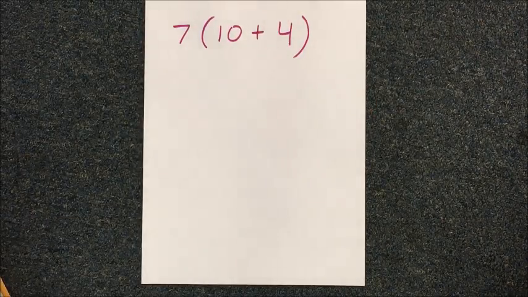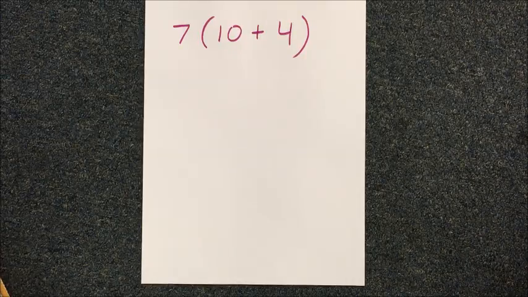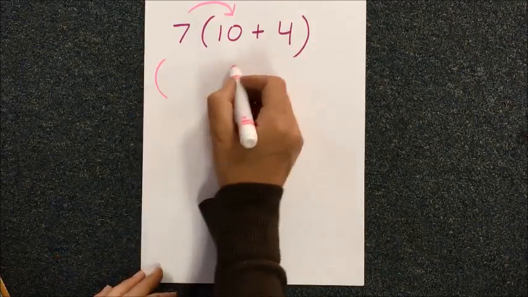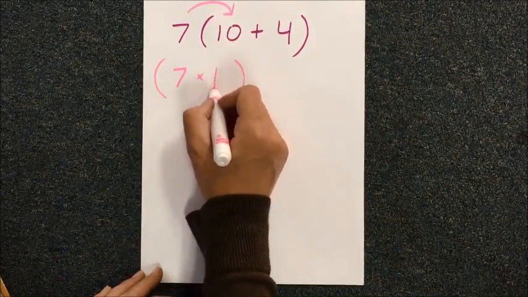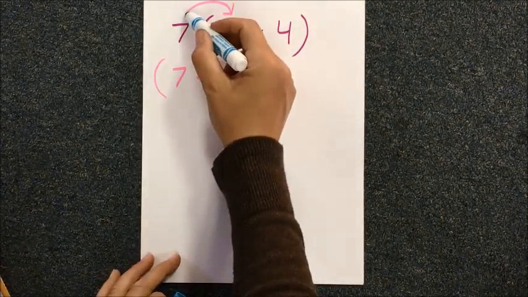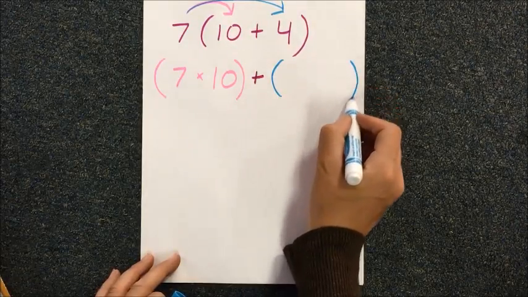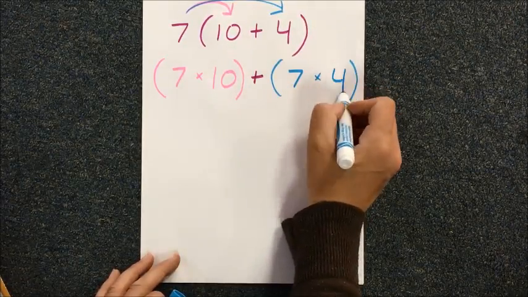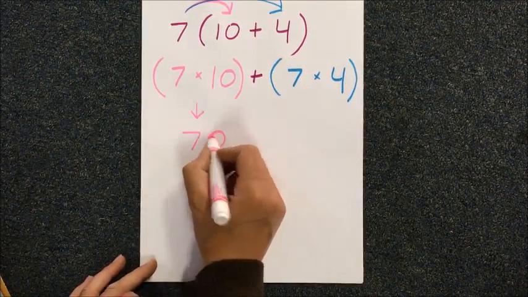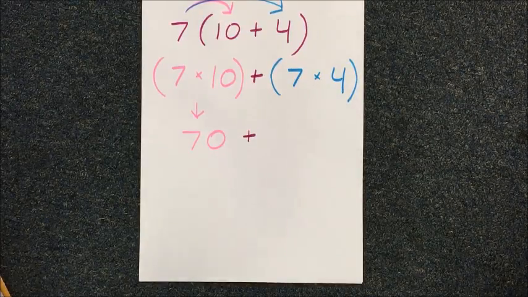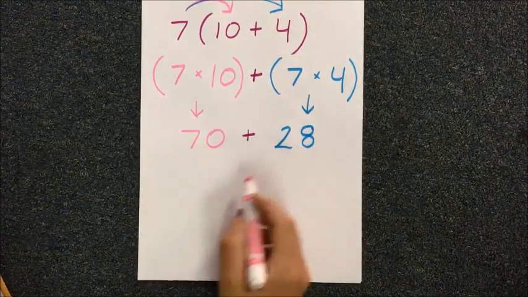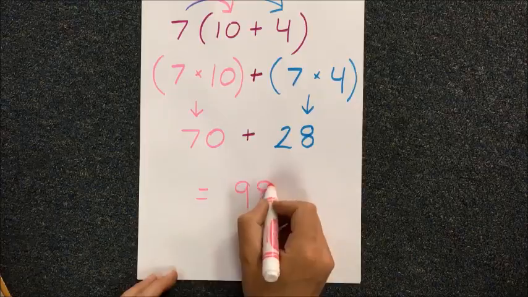We have 7 times the sum of 10 plus 4. And the rule of the parentheses when you have a group is that you multiply the outside number times everything on the inside. So our first group is 7 times 10 plus our second group, which is 7 times 4. So we can expand it to look like this. Then you can continue working inside the parentheses and multiply 7 times 10, and you can multiply 7 times 4, and you get 2 whole numbers that we can find the sum of, which is 98.